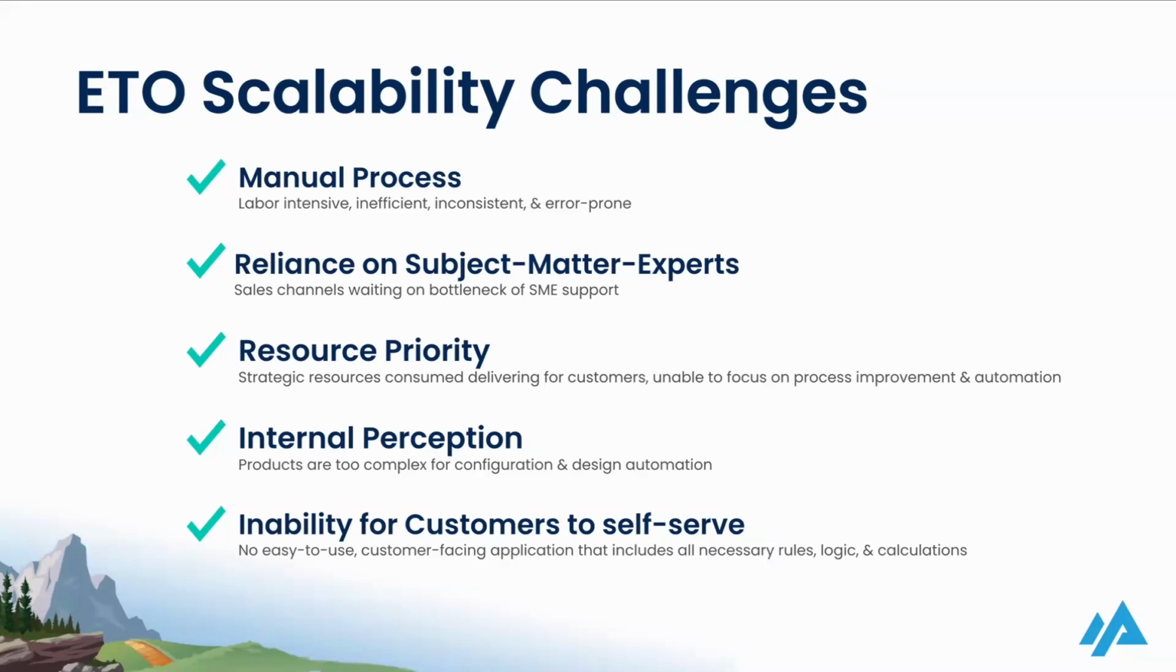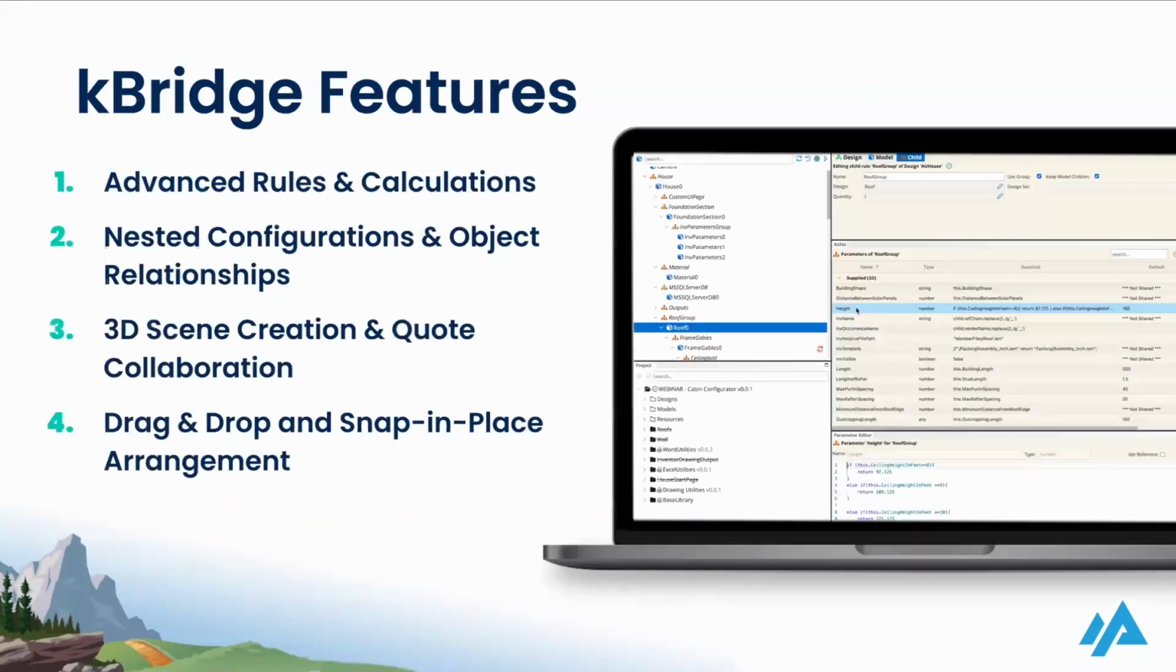So what can kBridge bring to the table to hopefully help with all this? The first is really encapsulating rules within the system. And those advanced rules and calculations can be captured through the authoring environment within kBridge. But then as an end user, I'm guided through the process. I can't pick incompatible options. I can't define something beyond its permissible bounds.